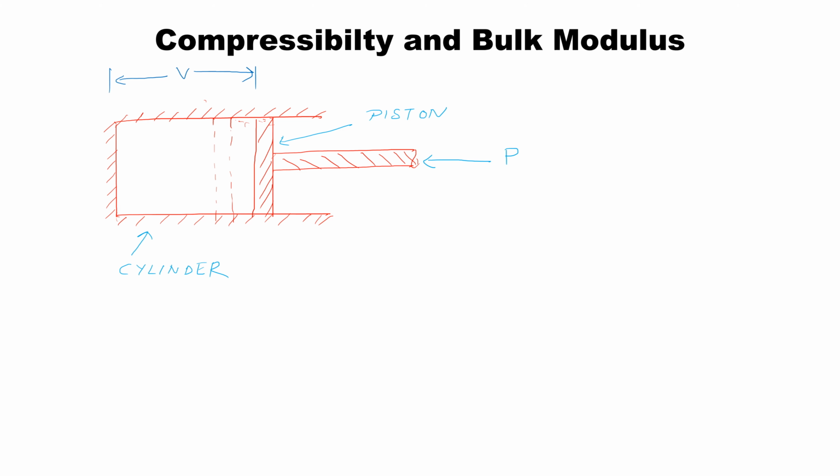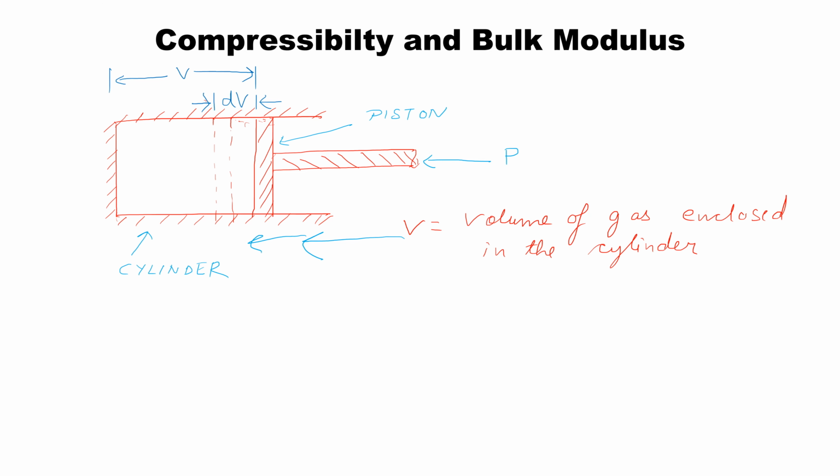So when we apply the pressure on the piston, suppose that V is the volume of the whole cylinder in which air or gas is contained. When we apply the pressure in this direction, what will happen? The volume will decrease. So let's say the volume change is dV. Here we see that as we increase the pressure, the volume is decreasing.